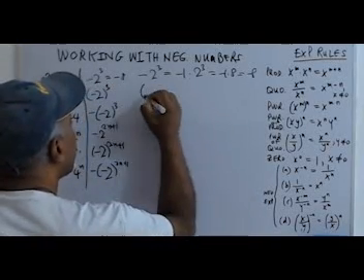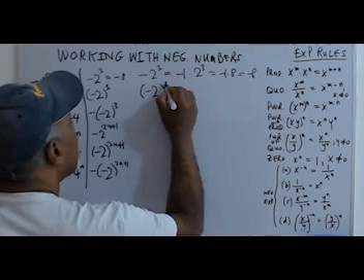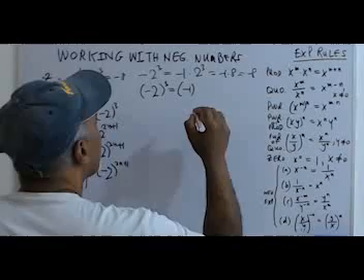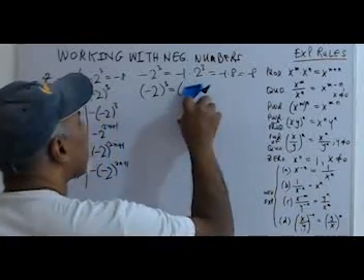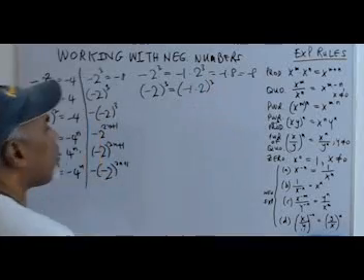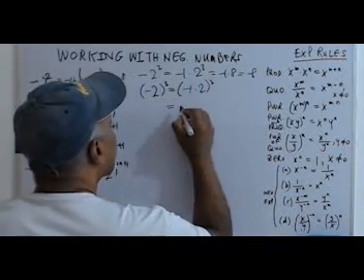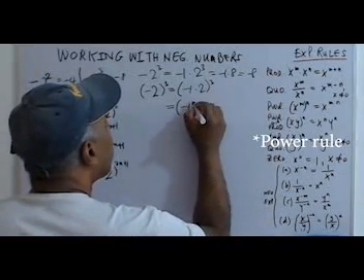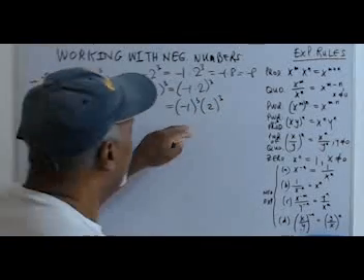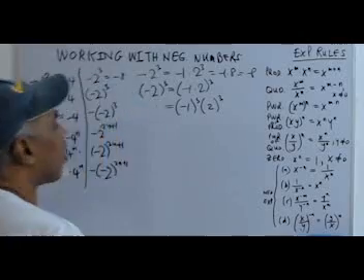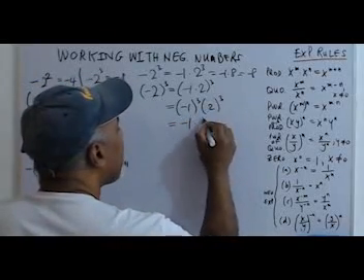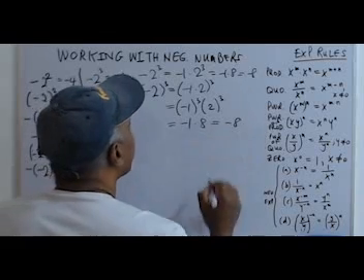Negative 2 quantity cubed. Let me rewrite it this way: negative 1 times 2 quantity cubed. And that's by the product rule again, negative 1 cubed times 2 cubed. We saw last time that a negative number raised to an odd power is negative. So that's negative 1 times 2 cubed is 8, and that's a negative 8.